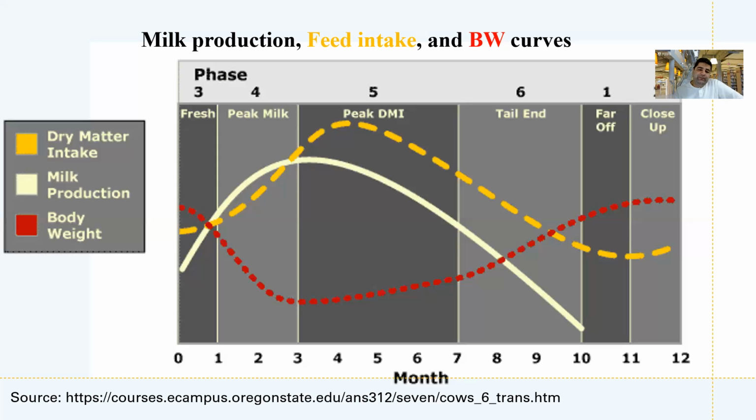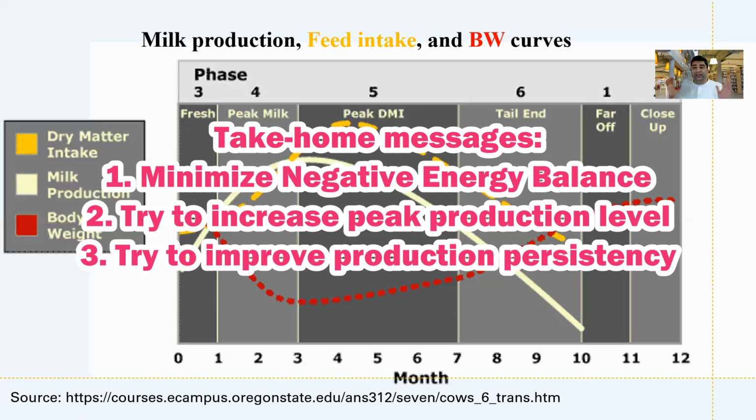The next take-home message I can get from this curve is about the milk production curve. So you can see the peak area around 3 months after parturition. So if we can increase the level of peak production, in fact, the total amount of milk production during the whole lactation period will be increased. And that's the good news. And I'm gonna talk about that as well, how we can manage it.